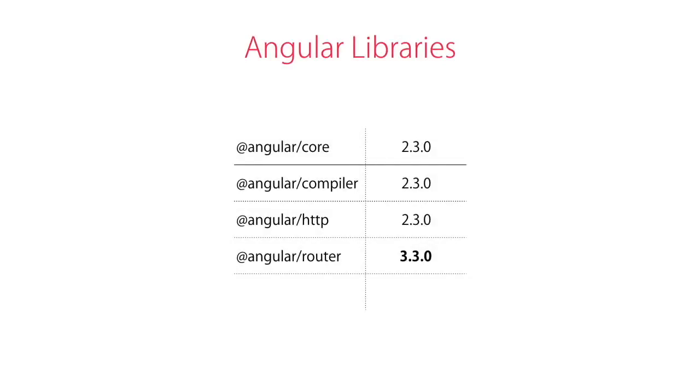Angular consists of a few different libraries that are distributed as separate node packages via NPM. For example, we have the core library that we use in every application. We have Angular compiler. We have Angular HTTP for calling HTTP services. We have Angular router for adding navigation to applications and a few other libraries. Now, all these libraries were versioned the same except the router library.